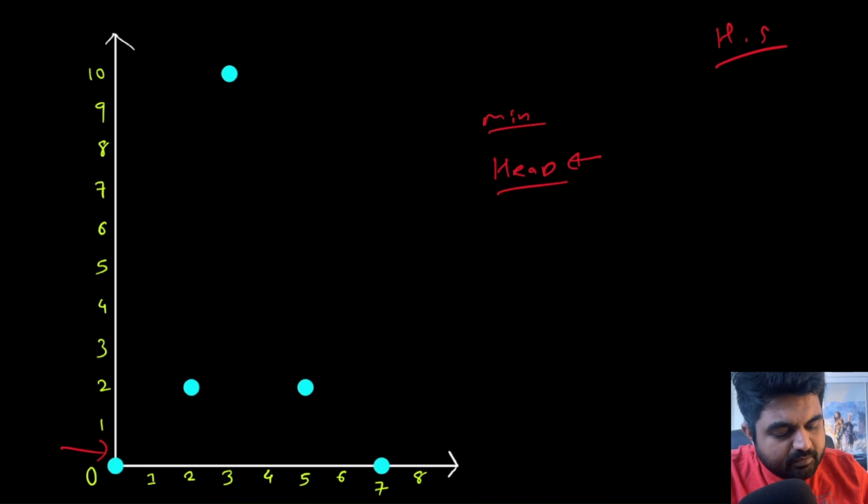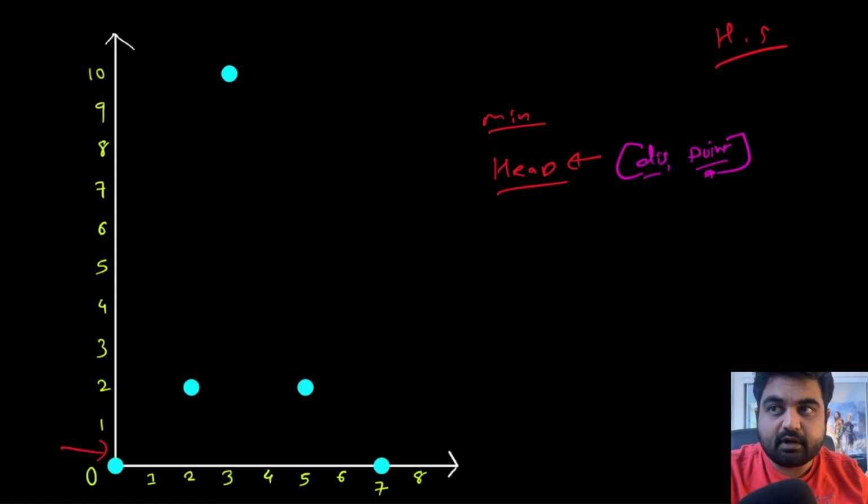And how we are going to be storing the value inside the heap would be in this fashion, where the first value is going to be the distance and the second value would be the point. So we would say that in order to reach that particular point, what is the smallest distance that we will have to cover? That's it. That's all we need, because we are only concerned about the cost to reach that point.